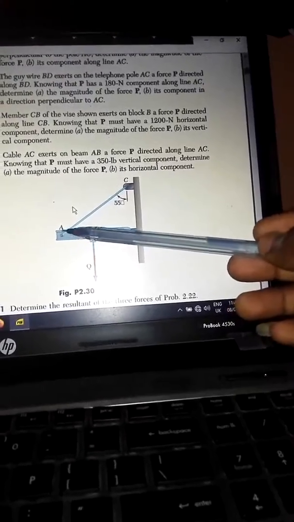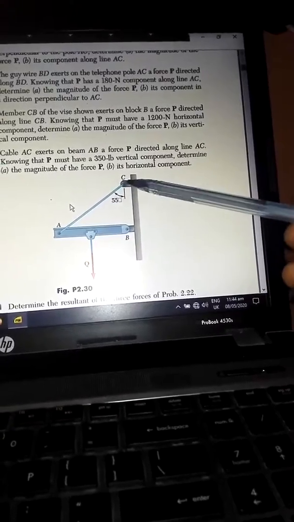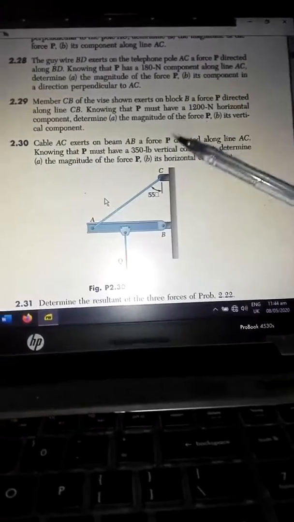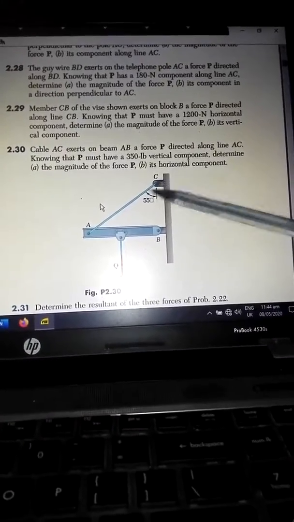So actually the point that is pulling it towards itself or towards the other point. What I'm trying to say is that if we were to examine the force it exerts on the point C, it will be away from the point C.